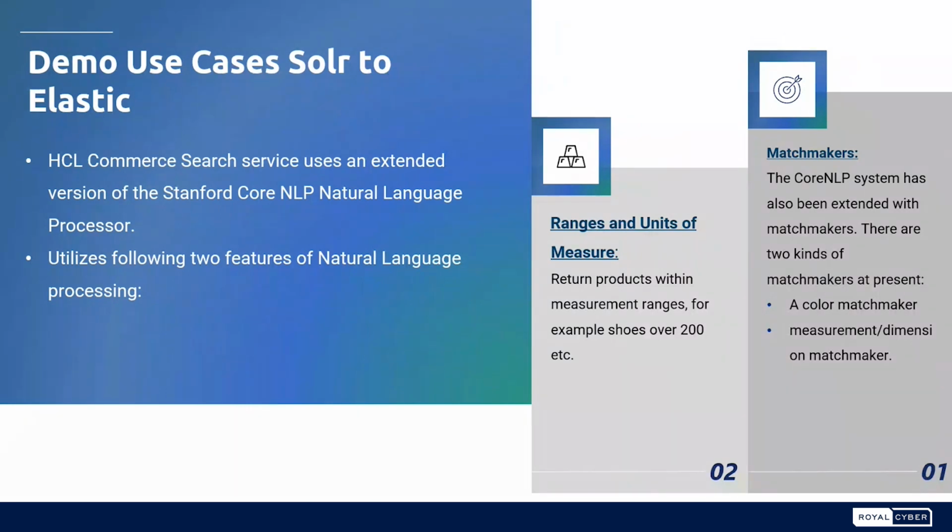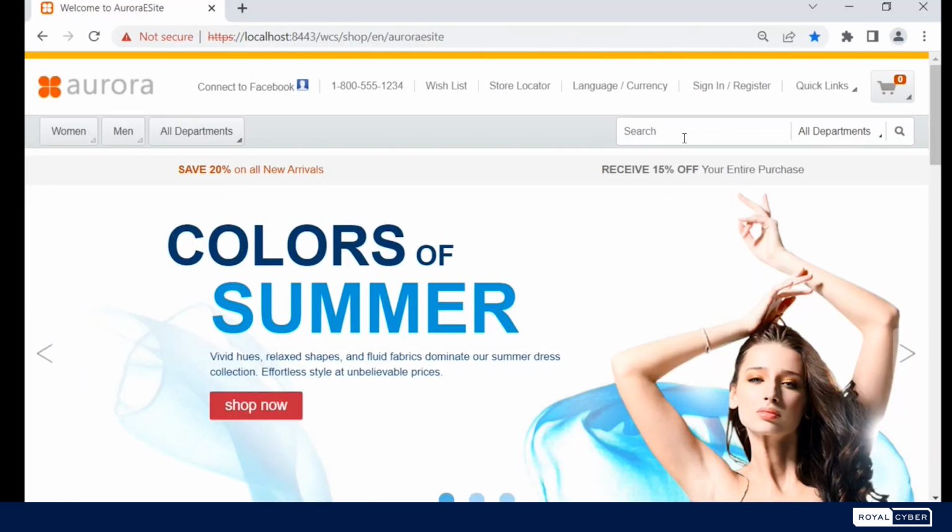Ranges and units of measure. Shoppers often want to find products with particular price ranges. If you search in an e-commerce store for shoes over 200, for example, the results will differ depending on whether you are using Solr Search or the new Elasticsearch system. Let's see how the results look like in Solr search engine.